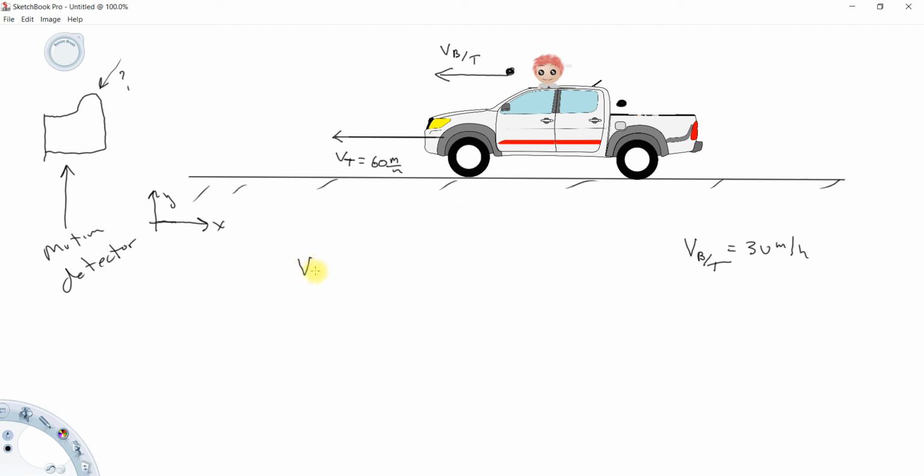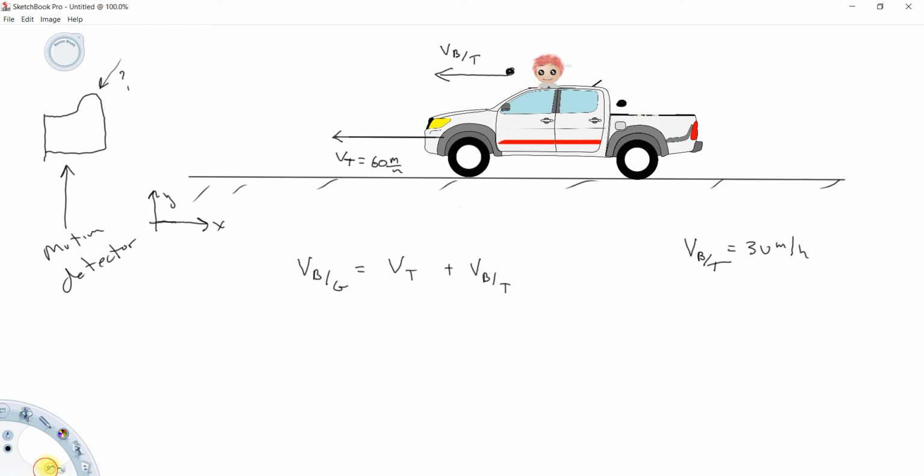The velocity of the ball with respect to the detector, or let me say with respect to the ground, is equal to the velocity of the truck plus the velocity of the ball with respect to the truck. The velocity of the ball with respect to the ground is what the detector here is going to measure.